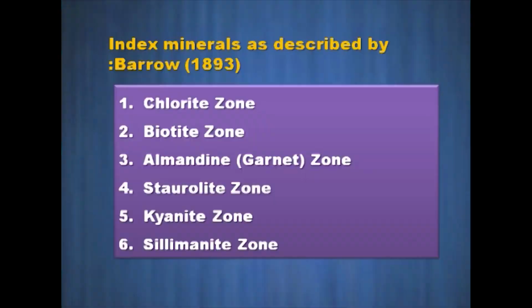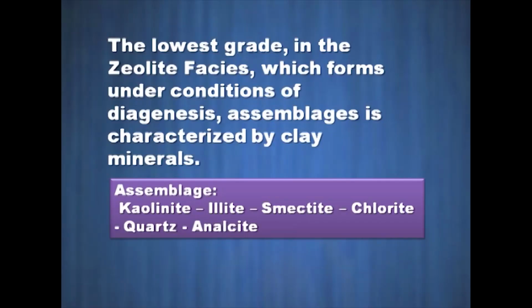The zones of metamorphism in the Scottish Highlands, originally described by Barrow in 1893, include six index minerals, that is chlorite, biotite, almandine garnet, staurolite, kyanite, sillimanite, etc. The lowest grade is the zeolite facies, which forms under conditions just above those of the diagenesis assemblages, and is characterized by clay mineral assemblages, which may include kaolinite, illite, chlorite, quartz, analcite.